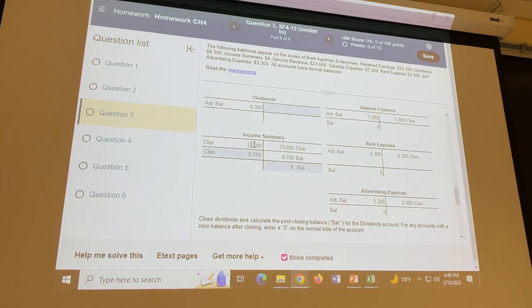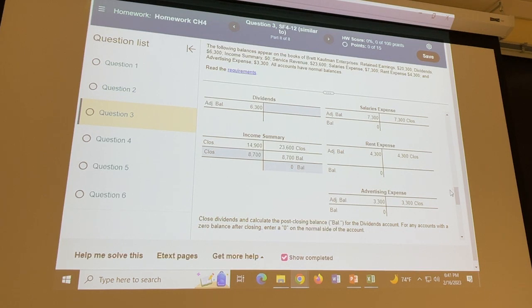Well, first you would be looking at the 23,600 credit and the 14,900 debit. So that gives you an 8,700 credit balance. Then to zero it out, you enter an 8,700 debit. And then looking at these two numbers, that brings you down to a zero balance.